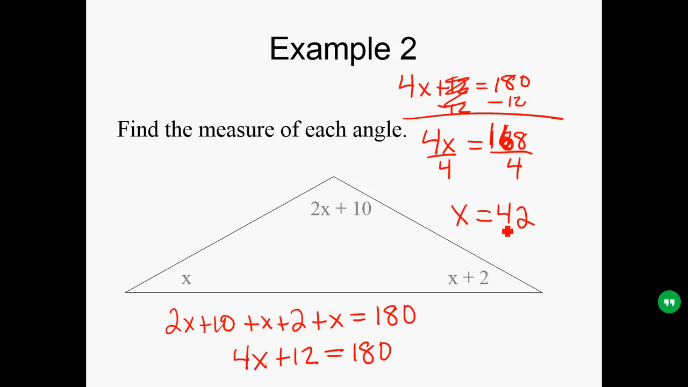Now because this represents our x, take a look back at what they're asking you for. If they're asking for the measure of each angle, if they're not asking for x, then make sure you actually identify. This angle down here is equal to 42 degrees. This angle up here would equal 84 plus 10, 94 degrees. And this angle over here would equal 44 degrees. Now when you identify the measure of your angles, don't forget to include your degree symbol to represent that that is the angle measure.